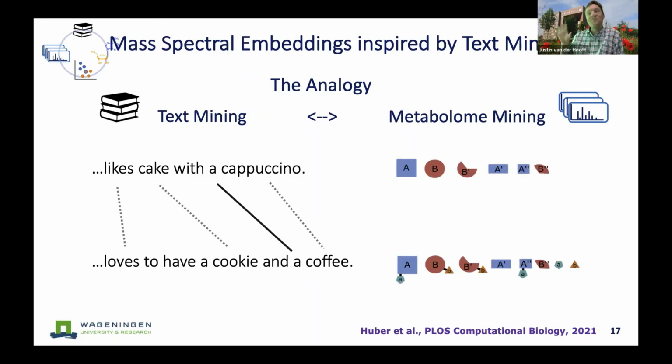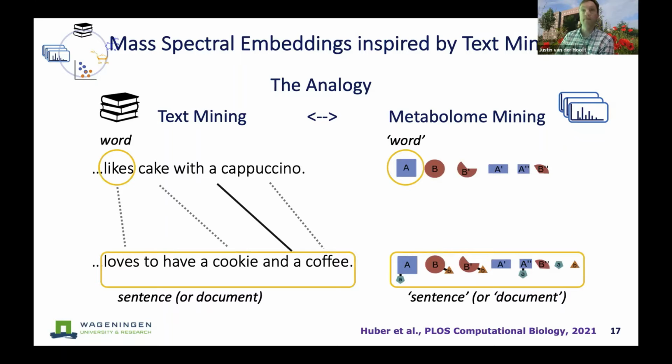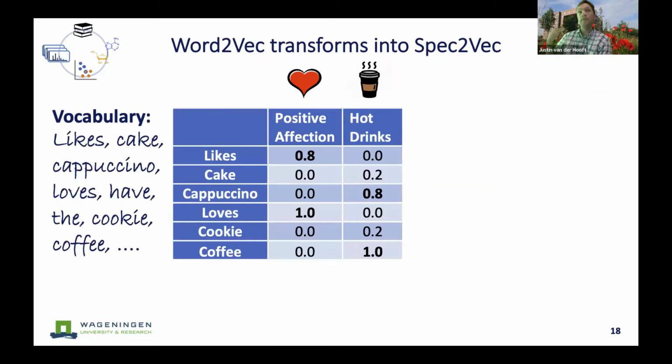On the metabolomic side, we can do the same thing, right? We can also try to identify relationships between fragments. So the word becomes the fragment or the loss again, and the sentence becomes the whole spectrum. And we can then try to run similar algorithms as they do in text mining. There it's called word2vec, to see if we can establish relationships. And we can then create new embeddings, new dimensions.